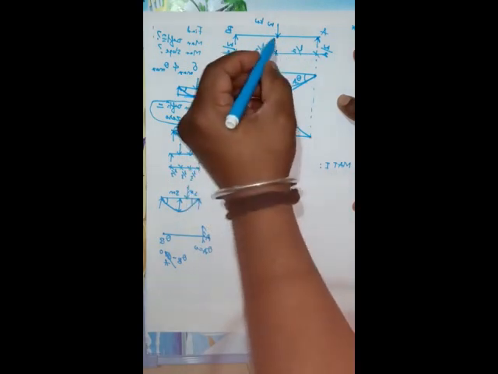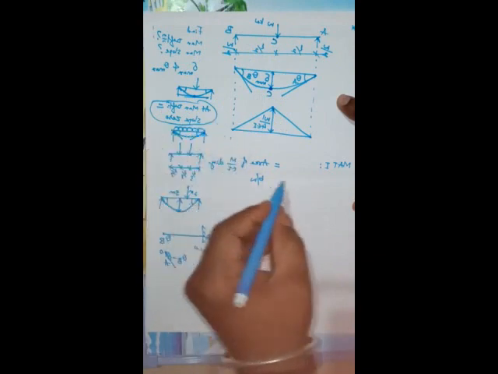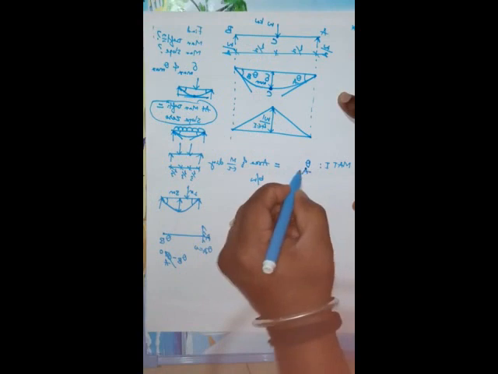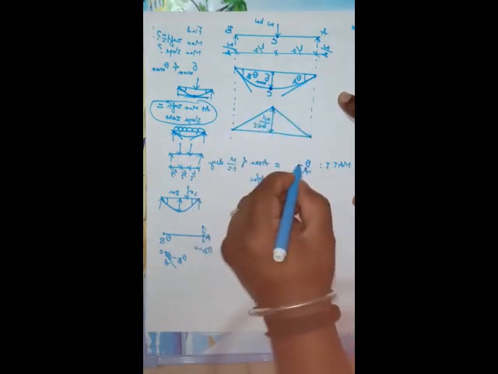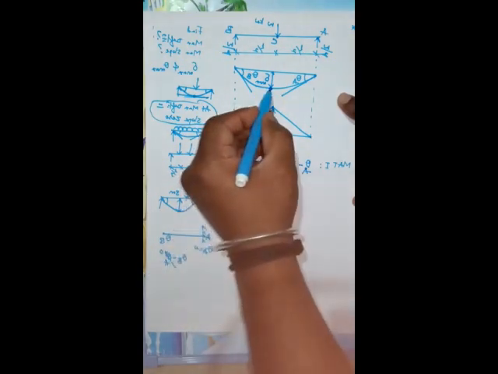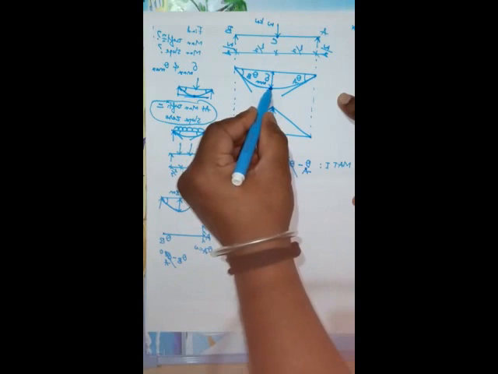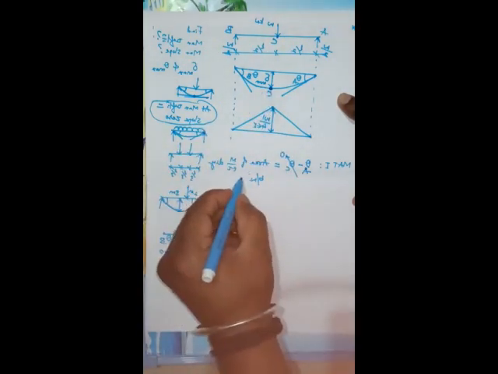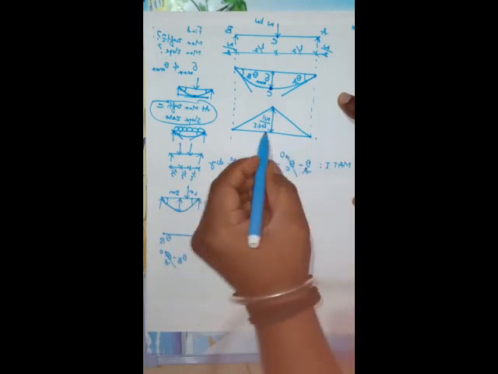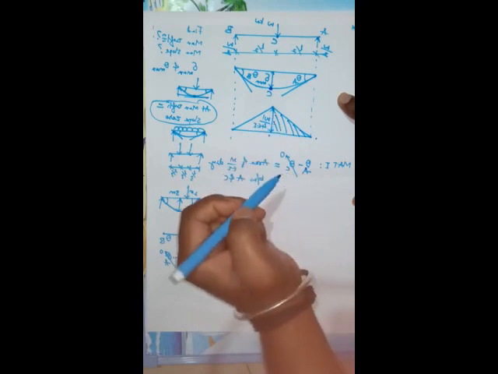If I say this point is C, what will I write? Theta A, minus theta C. What is theta C? Exactly at this point, theta C is 0, the slope will be 0. This must be equal to the area between A and C. So point A is here, point C is here. I need to consider only this area.